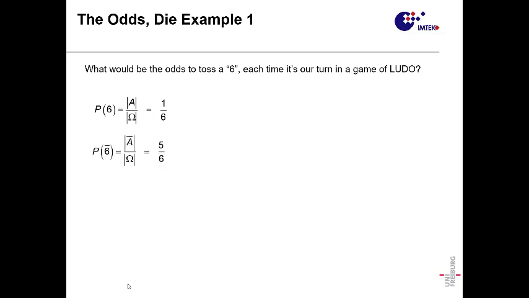Then the probability of A not to happen, or the 6 not to happen, is 1 minus 1/6, again because it's the complement, 1 minus the probability of 6. So it's 5/6. Then if you calculate the odds, it's just the ratio between the probability of getting a 6 over the probability of not getting a 6. Fair enough, right?